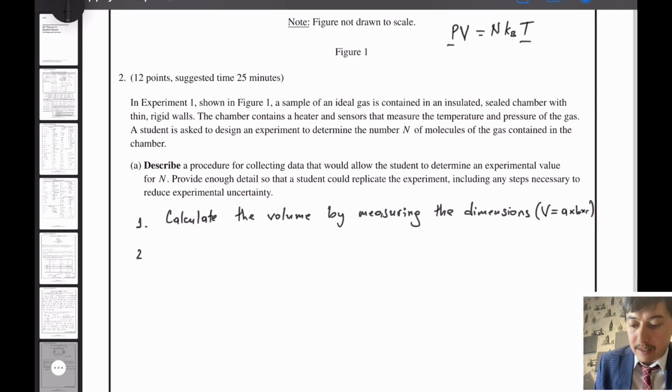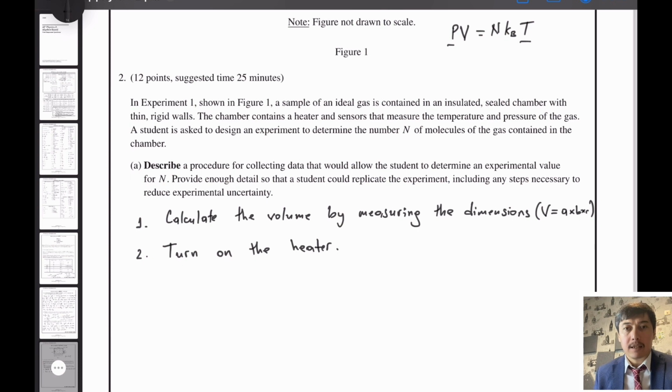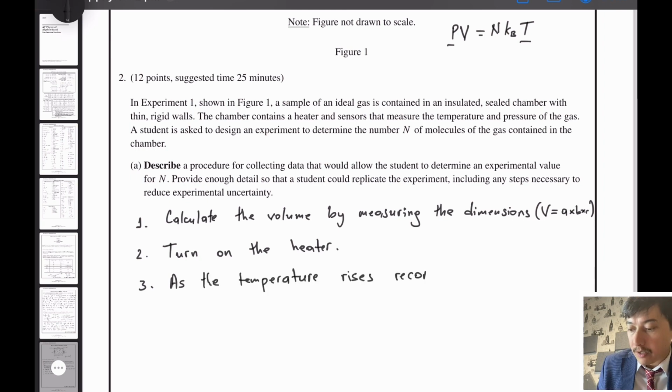Now, the second part is the action. The action here is that the student needs to turn on the heater. All right, we assume that the heater slowly heats the gas molecules and the temperature rises. As the temperature rises, record. Now, students need to record some data. Record pressure and temperature. Now, this should be done systematically.